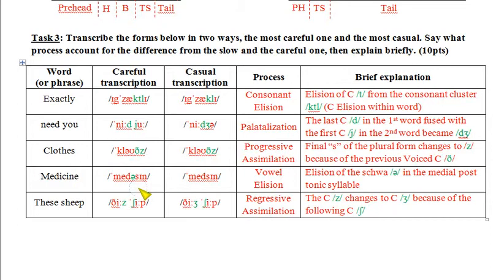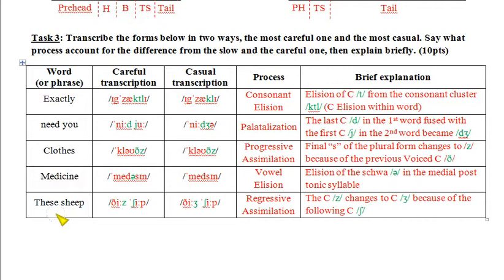Medicine. And when it is casual or rapid speech, we omit the schwa. So what did we do? We omitted the schwa, so it is called vowel elision. The brief explanation is elision of the schwa in the medial post-tonic syllable.